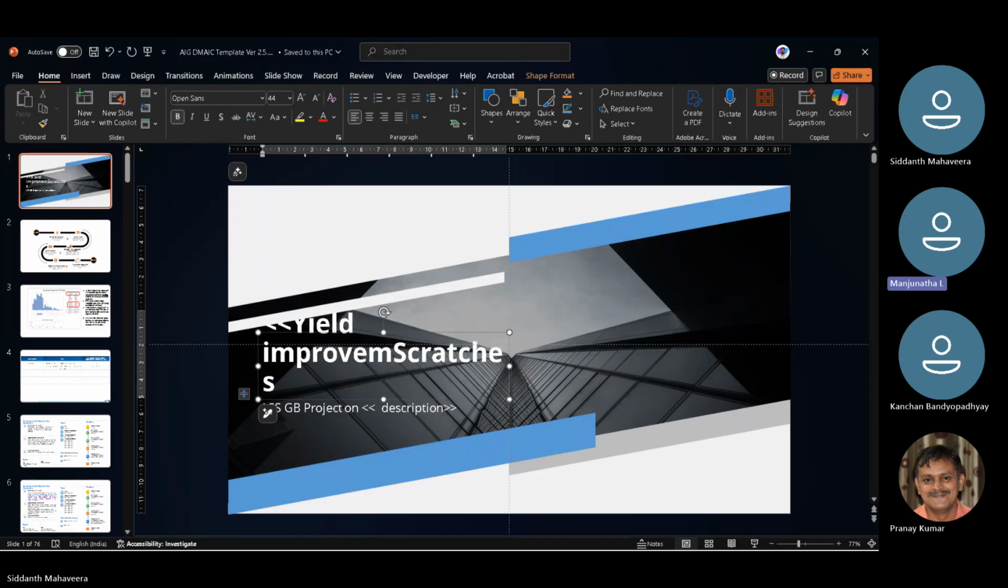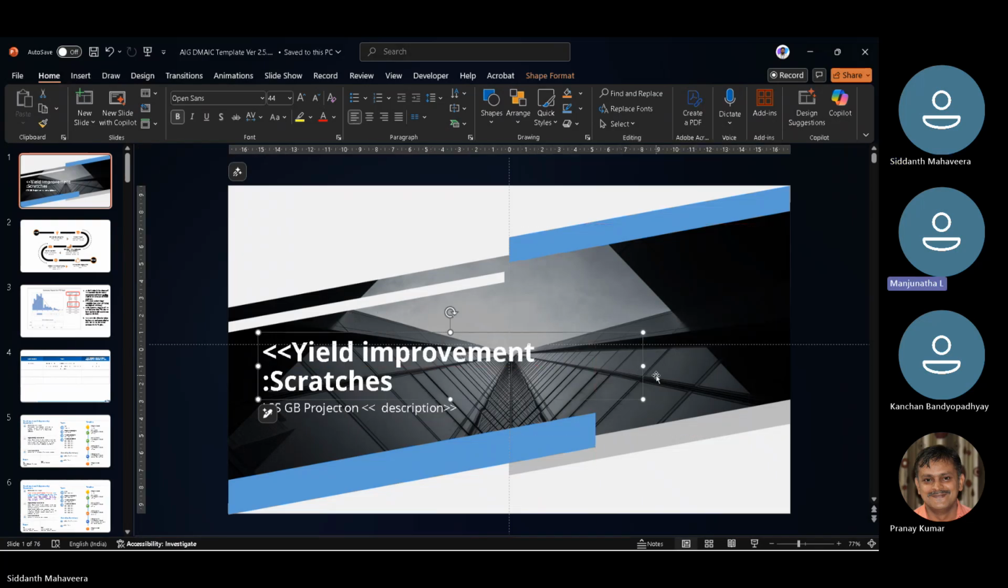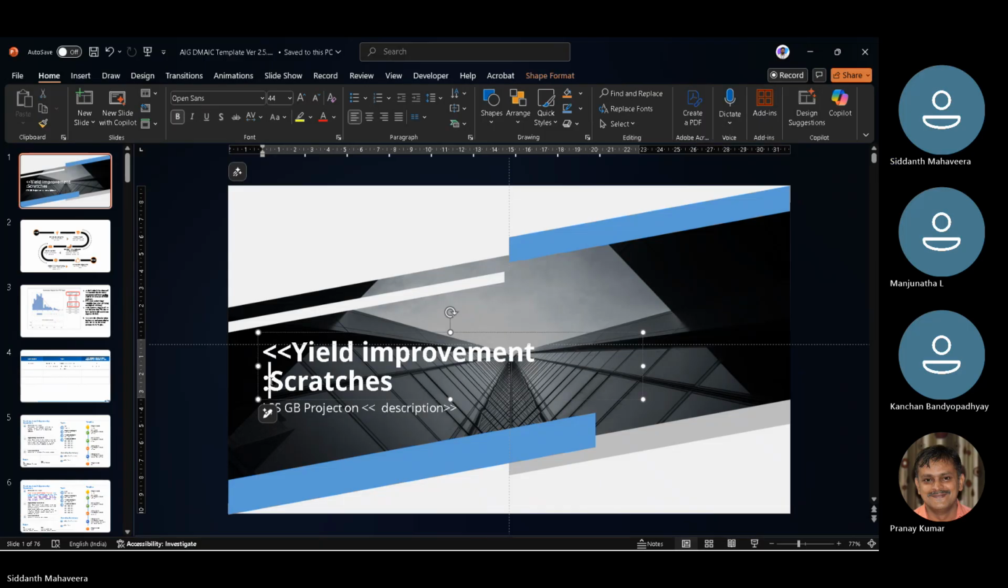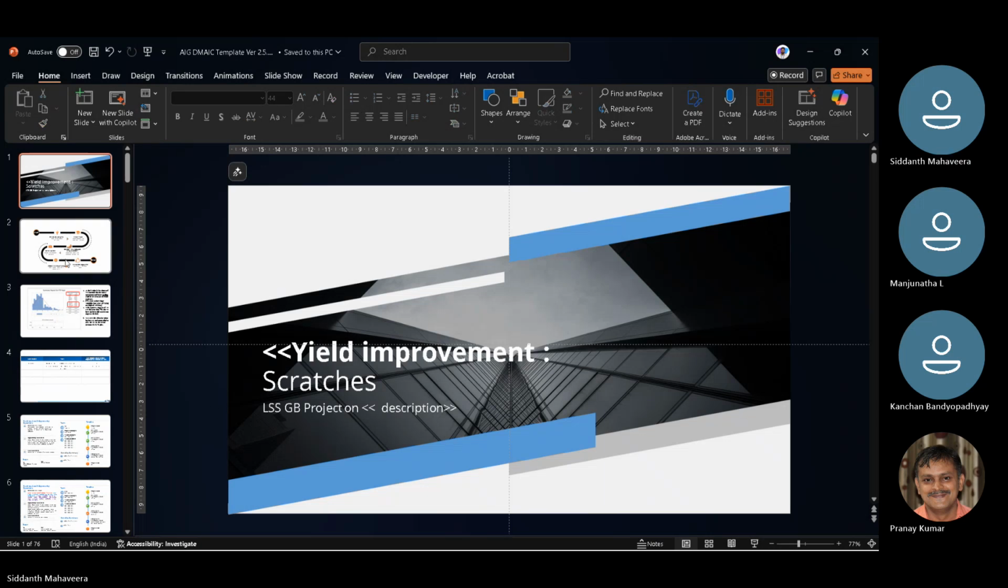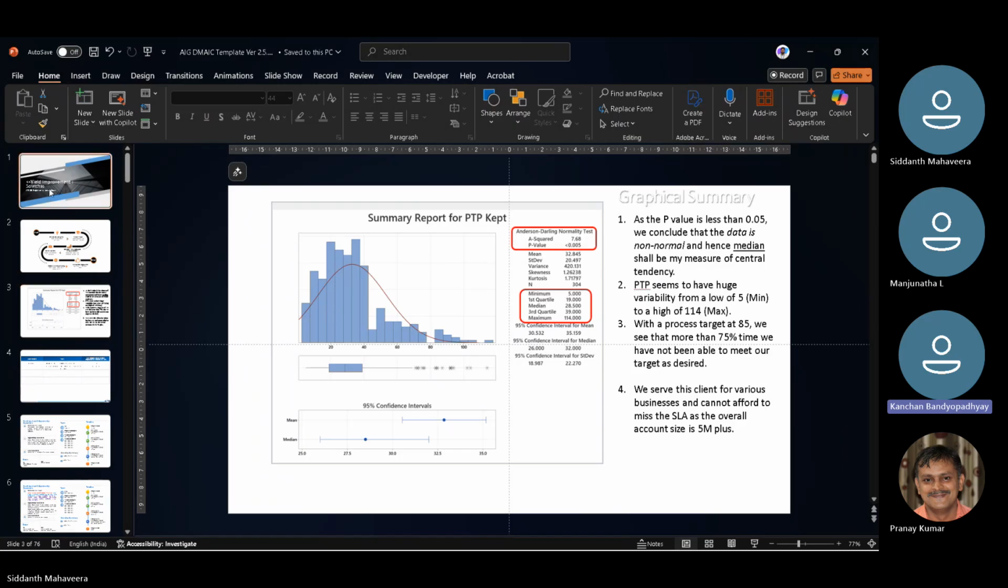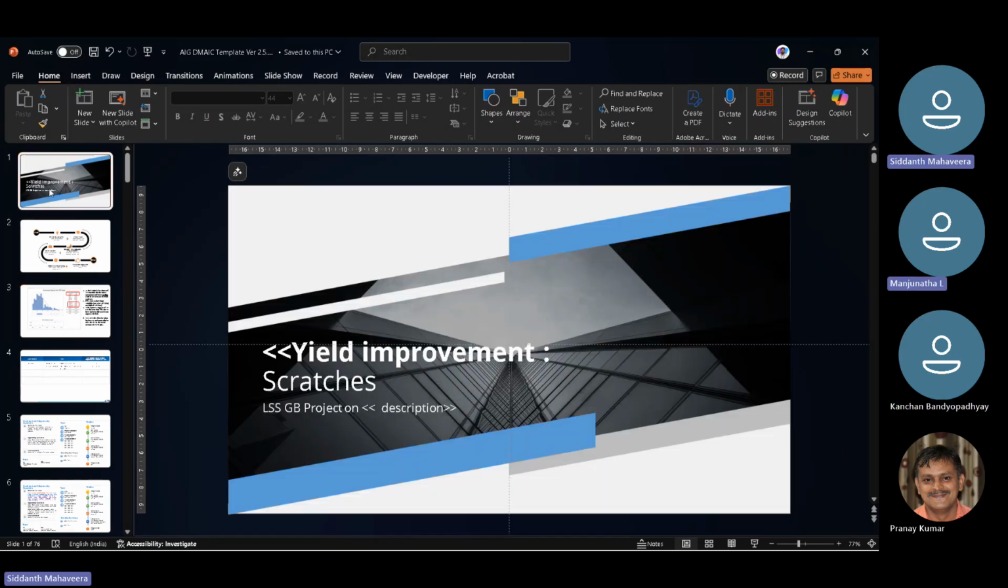The rejection itself is the scratches. The issue is the scratches. The defect type is scratches, which is a major one, so it's a yield improvement project. This is a general defect type. So what is the issue? The issue is scratches.